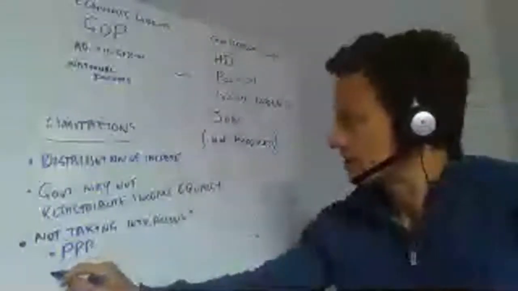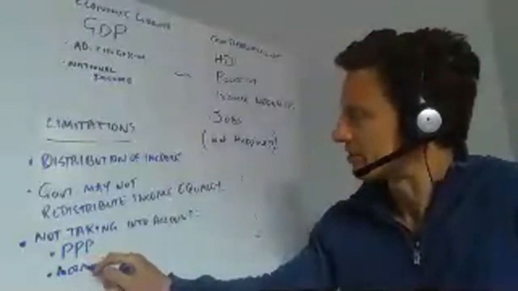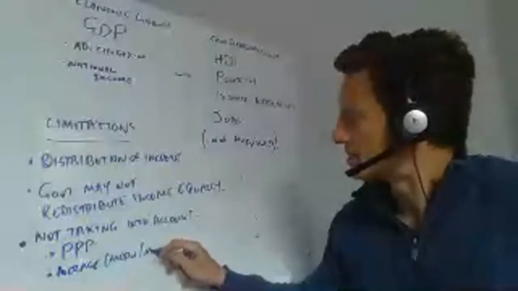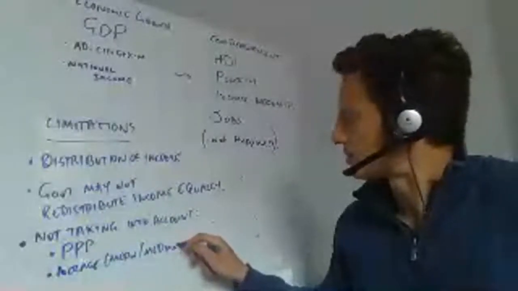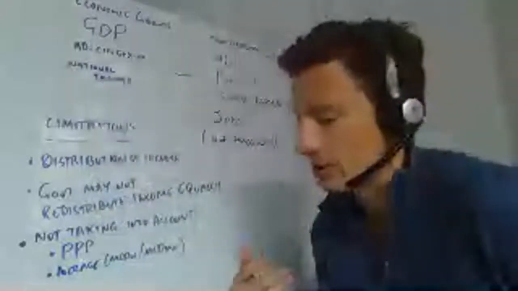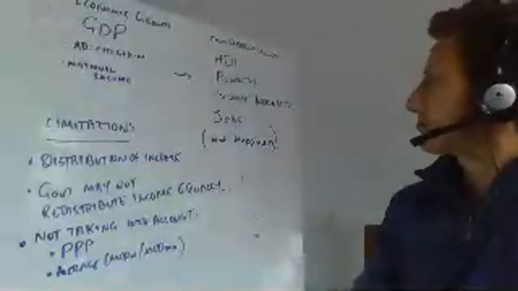What else is it not taking into account? At the moment, as GDP, it's not taking into account the average income figure, because we haven't divided it by the population. So it's not a mean figure, and it's not a median figure either. So that plays into the idea of distribution of income and income inequality, that we don't know whether lots of people are getting rich or just a few people getting rich.